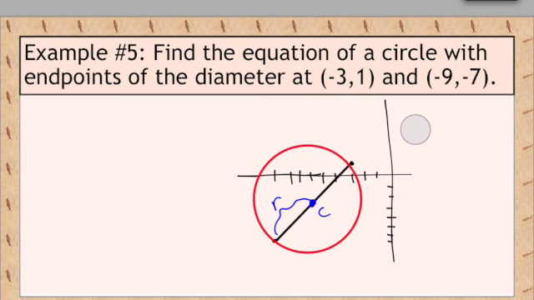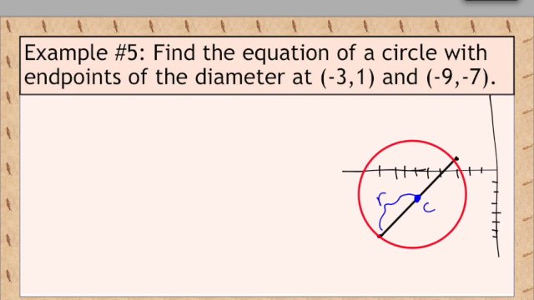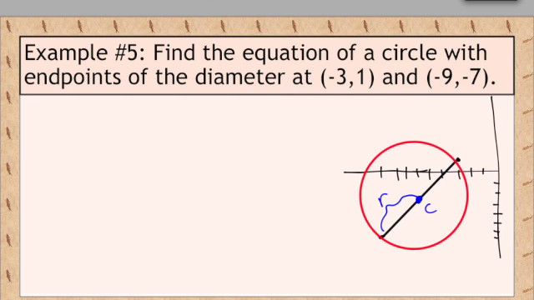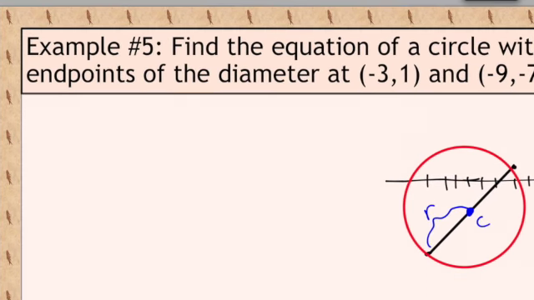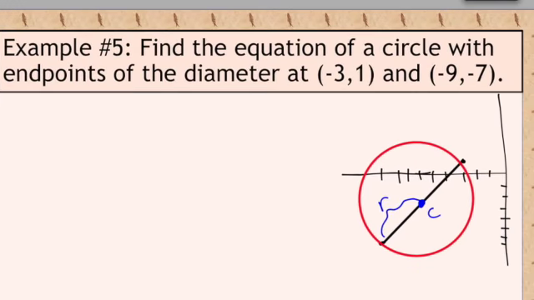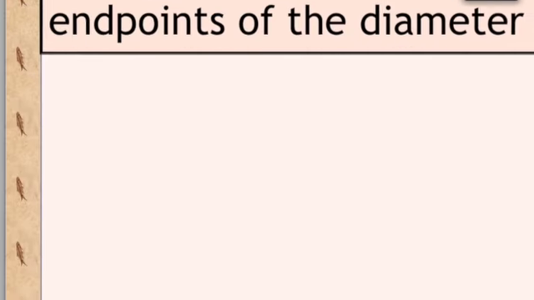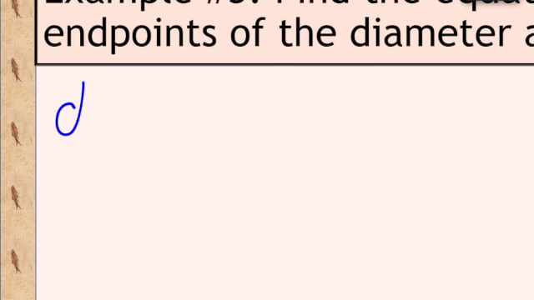Let me erase most of that. I'm going to scoot this over so we have a little bit more space. So the first thing we're going to do is find the radius. Just like I said, we're going to find the distance of the diameter, and cut it in half to find the radius. So let's find the distance of the diameter.